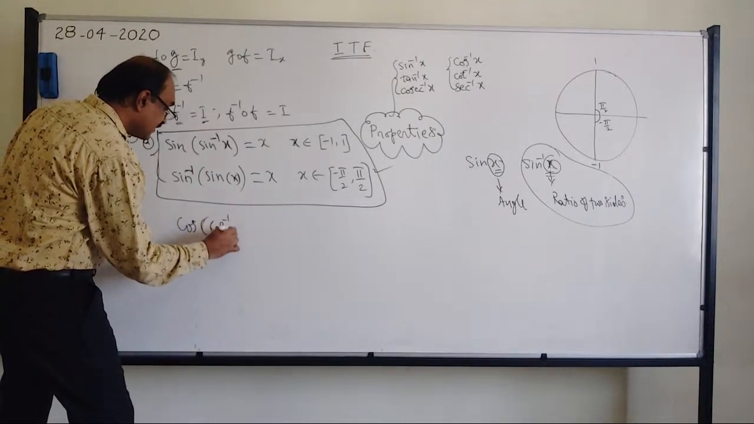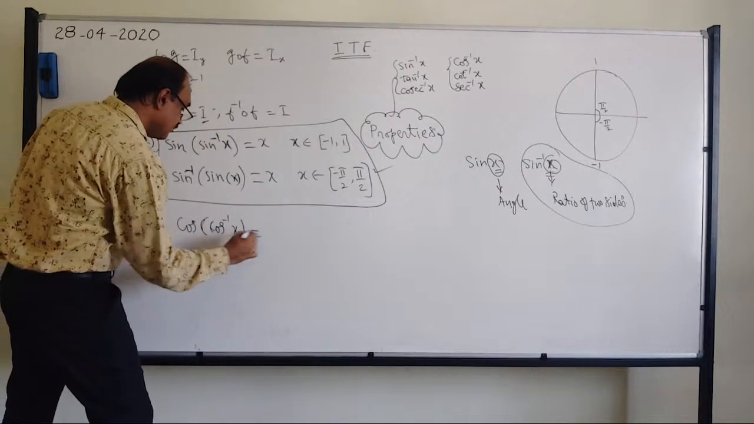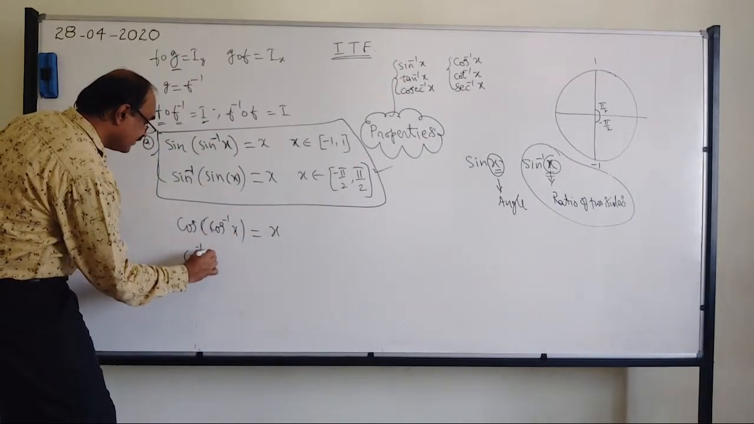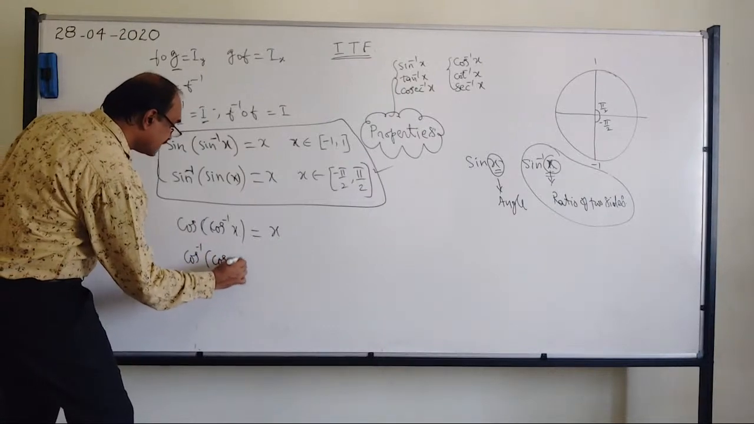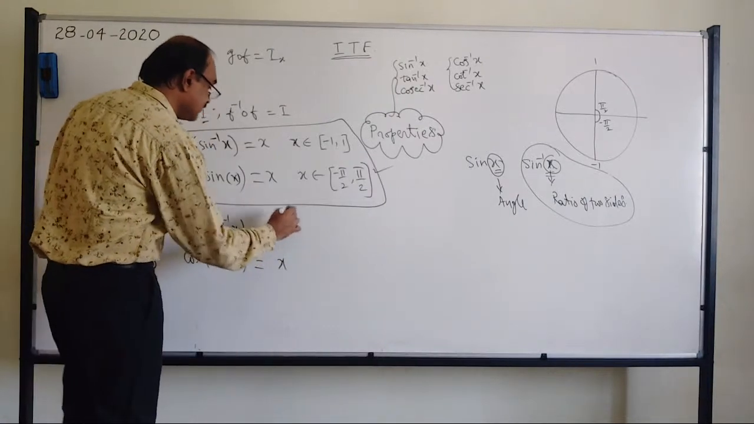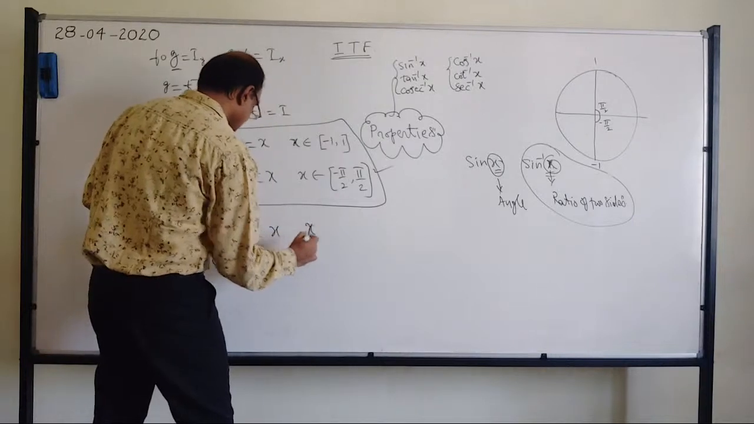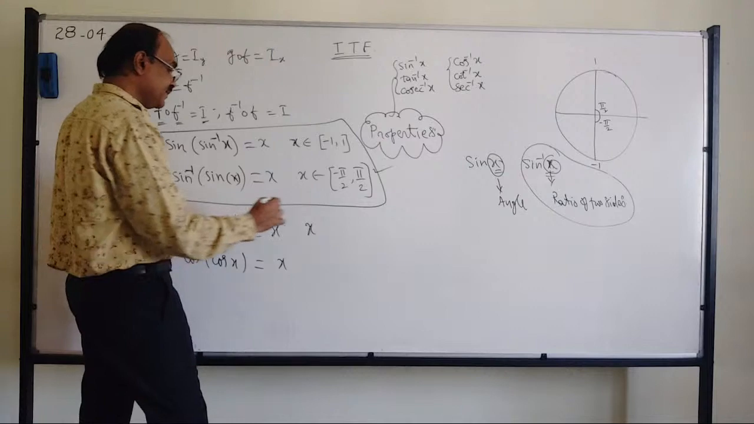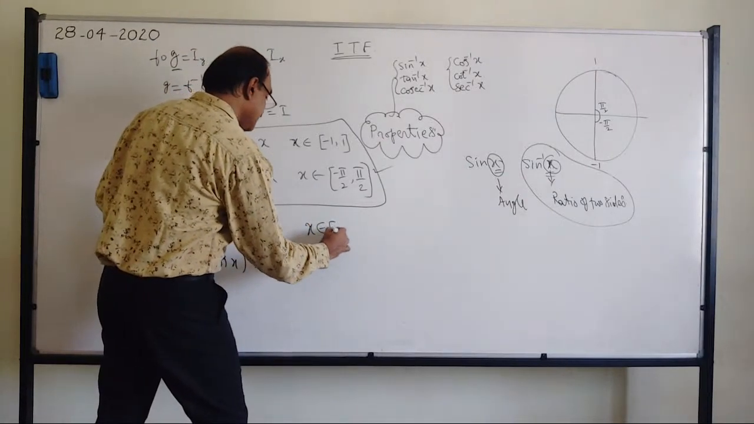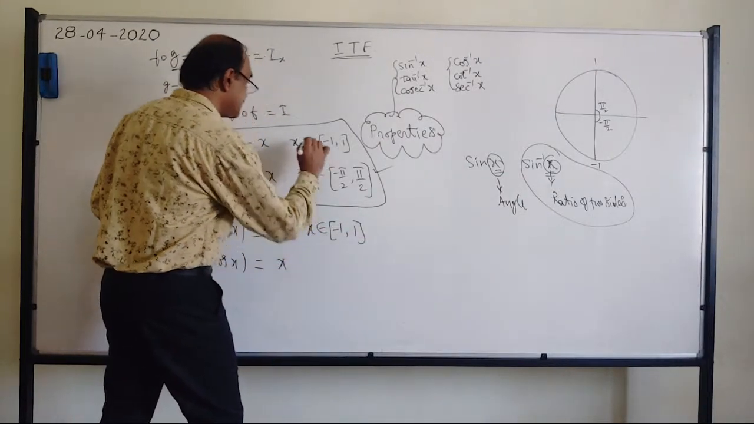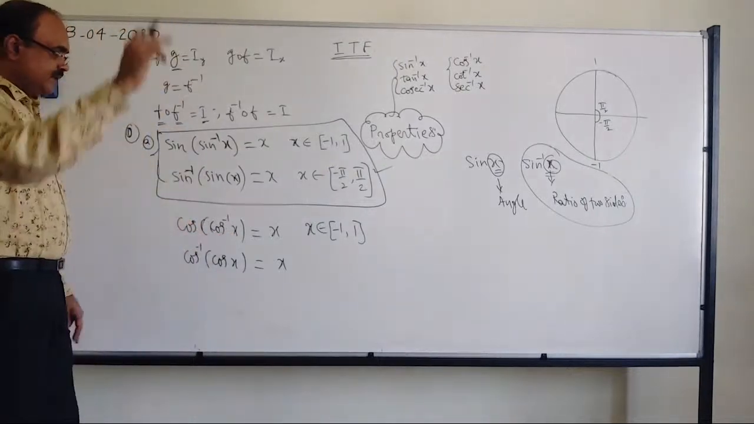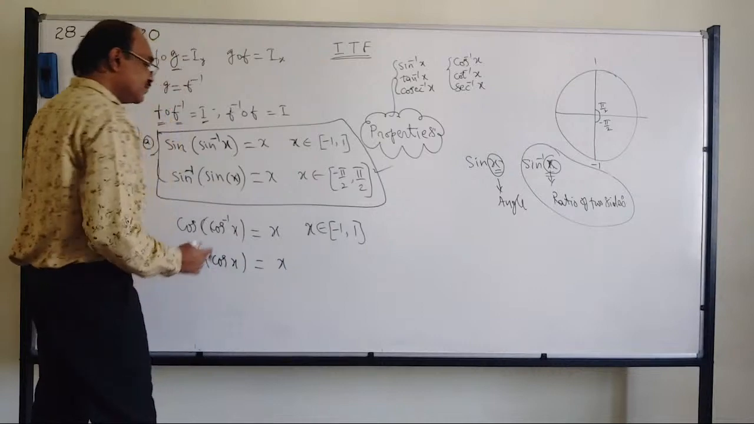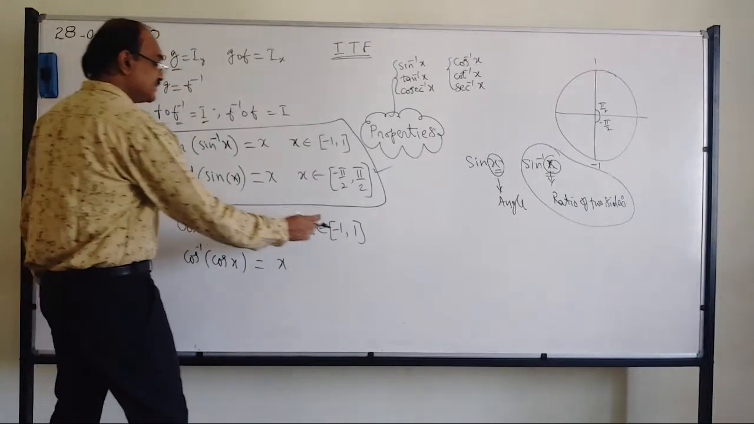So next, cos inverse of x. So what do you get? x. Similarly, cos inverse of cos x. What you get here? x. So the only thing is, what is x here? Here, cos inverse x, input for this. So x belongs to minus 1 to 1, same as sine, because sine and cos can go only from minus 1 to plus 1.